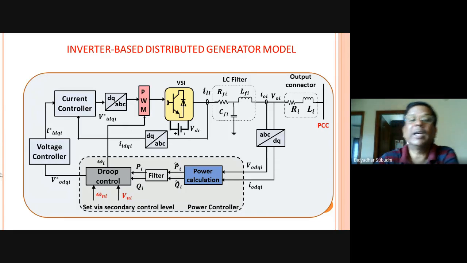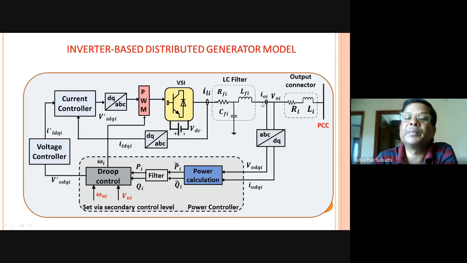Let us consider the modeling of a microgrid employing distributed generating sources. So we have a distributed generating source, let us say PV, etc., connected to a voltage source inverter and its accompanying DC link capacitor, and we have the filter circuit, the connector, the line, and the microgrid or point of common coupling.